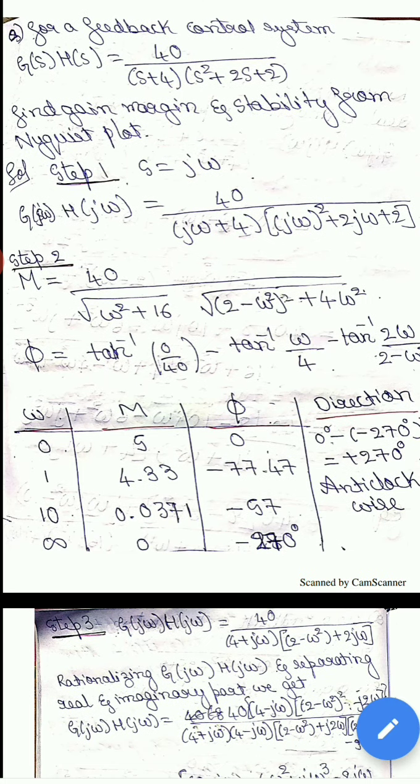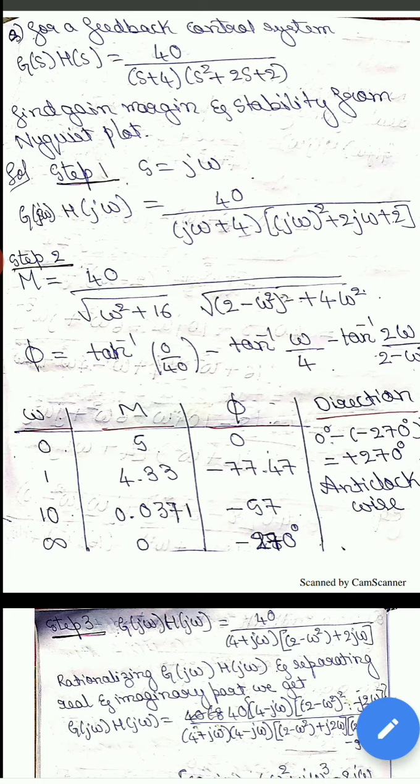Next, go on substituting the omega values and you'll get magnitude and phase angle you should write. First substitute omega is equal to 0, magnitude you'll get 5 and phase angle 0. Tan inverse 0 is 0, 0 minus 0 minus 0, you'll get 0 only.